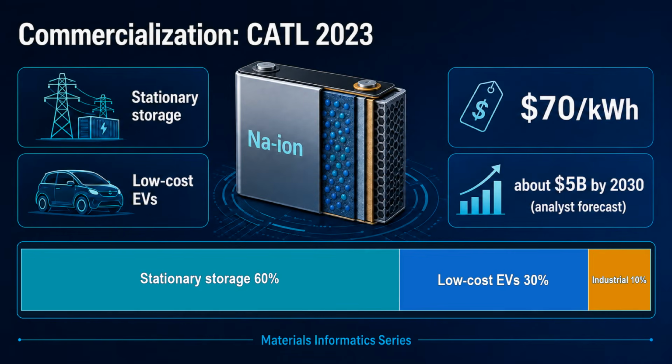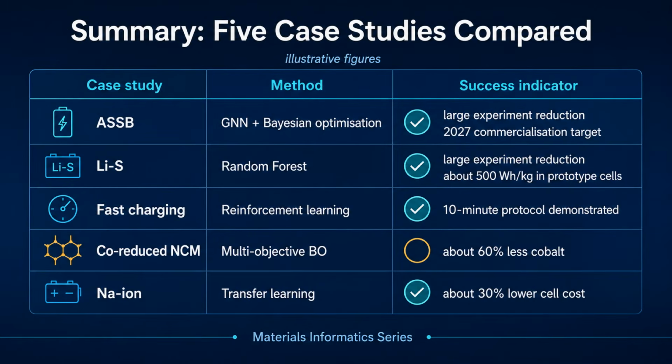CATL, the world's largest battery manufacturer, announced its first-generation sodium-ion cell in 2021, and Chinese manufacturers moved sodium-ion cells into commercial production from 2023. Primary applications include stationary energy storage, where energy density matters less than cost, and budget electric vehicles for price-sensitive markets. Cell-level cost is significantly lower than lithium-ion. Market forecasts project billions in annual Na-ion battery sales by 2030, with the majority in stationary storage, followed by EVs and industrial applications. Let's compare our 5 case studies.